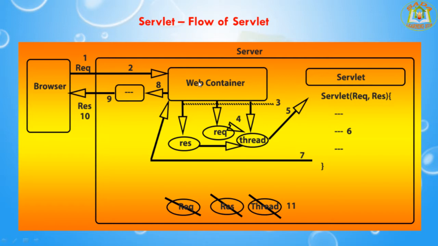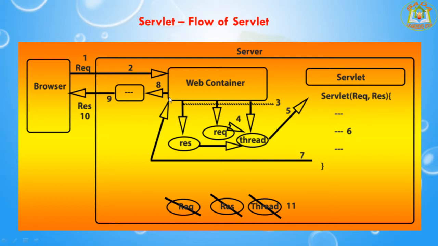After getting the request, the web container creates request and response objects and creates a thread object. After completing the creation of the request and response objects, the thread calls the service method of a particular servlet. It takes the request and response objects. After invoking the service method, a business logic is executed, and it returns the response to the web container.